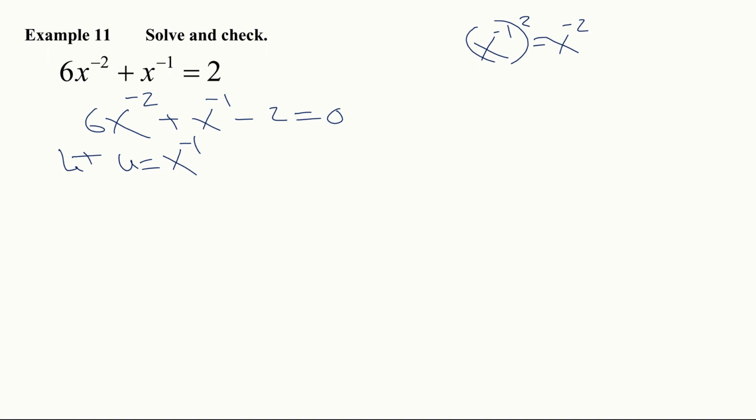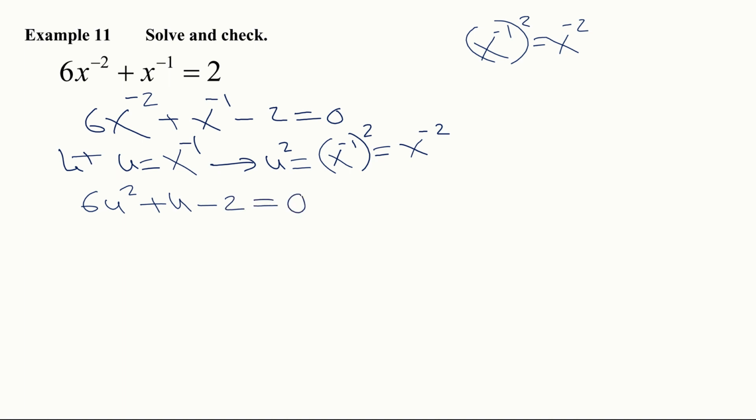All right, so we have, if u equals x to the negative 1, remember this implies u squared is the square of x to the negative 1, which is x to the negative 2. So now we're ready to substitute. So instead of 6x to the negative 2, we're just going to put 6u squared plus, instead of x to the negative 1, we're just going to put u, and then minus 2 equals 0. Once you do the substitution, you clearly see how the equation was quadratic in form, you see?